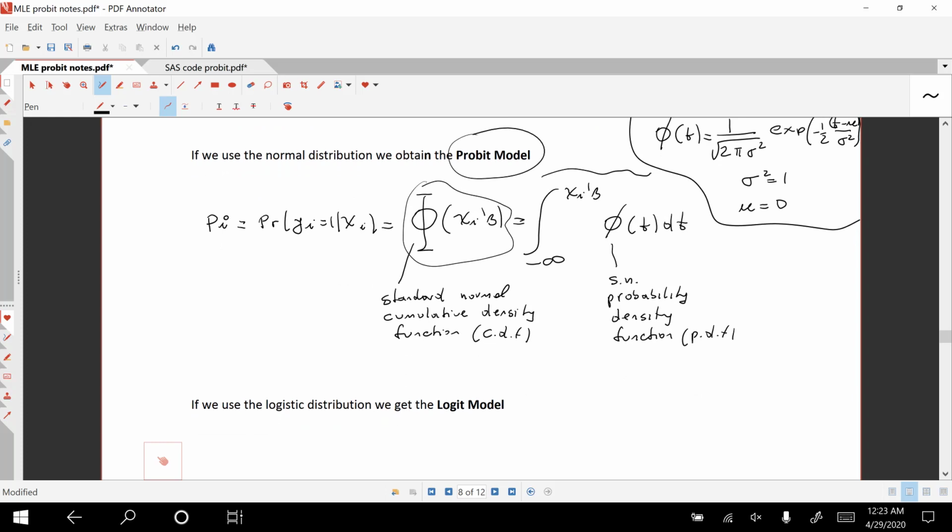Graphically, remember that the PDF looks like that. So what we're doing here is calculating the probability from minus infinity to xi prime beta. That's basically what you are doing in that expression. So by using this function, since a probability can only be between 0 and 1, you ensure that the value you obtain there is between 0 and 1.